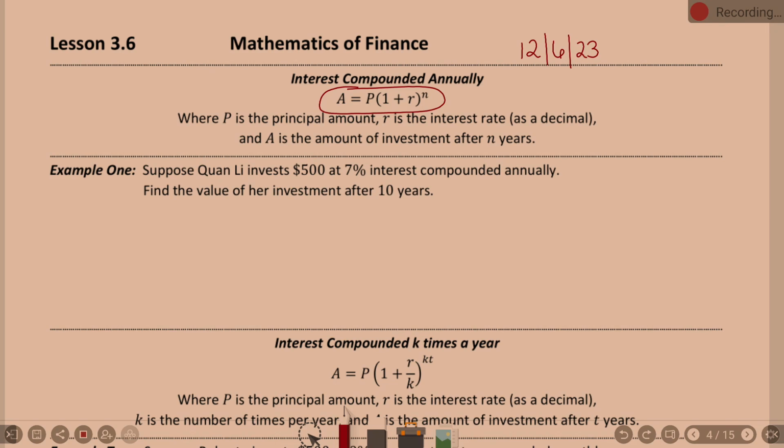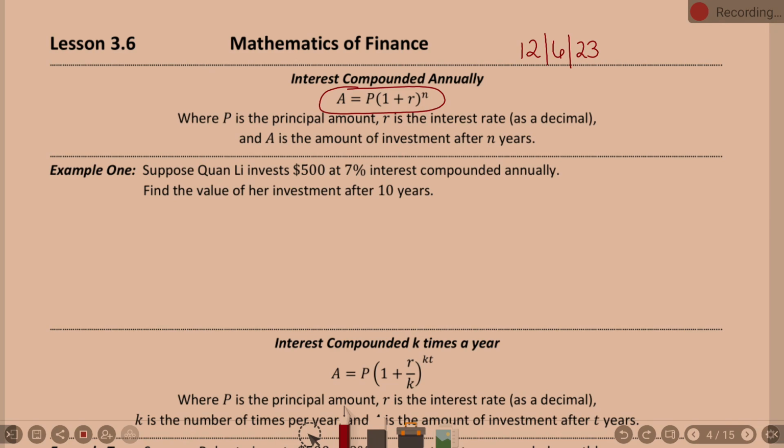Now, as with most of the equations we look at today, P is the principal amount, so the amount invested, the starting amount, the amount deposited, whatever. R is the interest rate. Of course, when we're working in an equation, we use R as a decimal. A is the total amount of investment, what that original amount grows to after N years. This particular book uses N for their exponent. So this is specifically when interest is compounded annually.